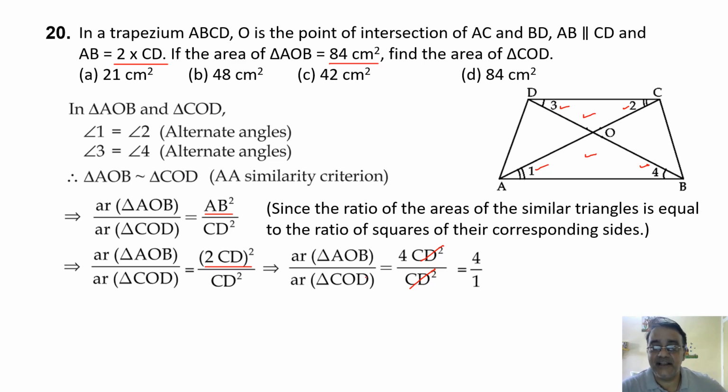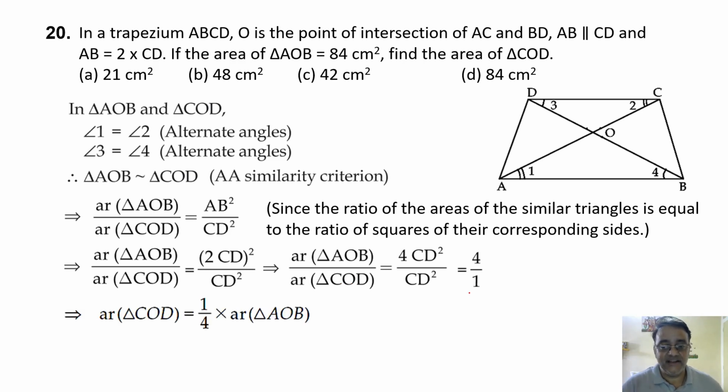अब यहाँ पे क्या करेंगे हम लोग? We will substitute the value of this triangle. Okay? Or we can write area of triangle COD is 1/4 of area of triangle AOB. This is clear? Yes, sir. So 1/4 of 84 will be equal to 21. 21 centimeters square. Very good.